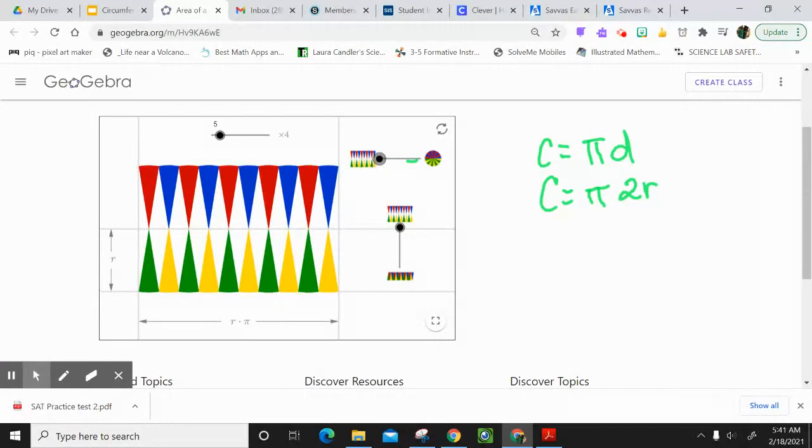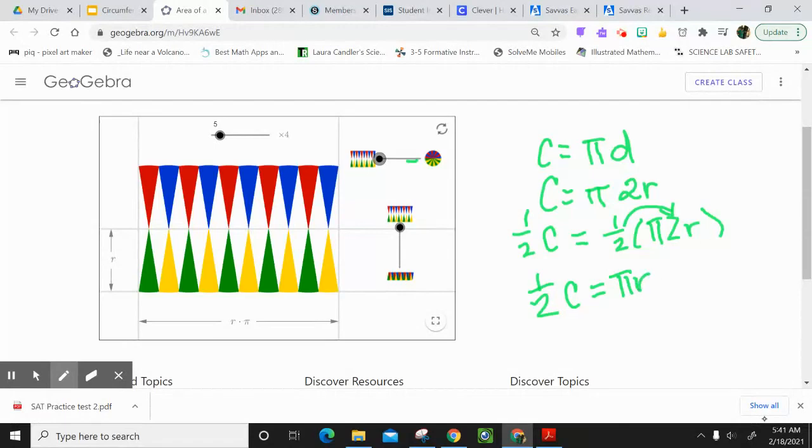It's a little bit bumpy right now, but we can see that each one of these lengths is half of the circumference. So half of the circumference is 1/2 pi times 2r. Half of 2 is 1, so half of the circumference is pi r.